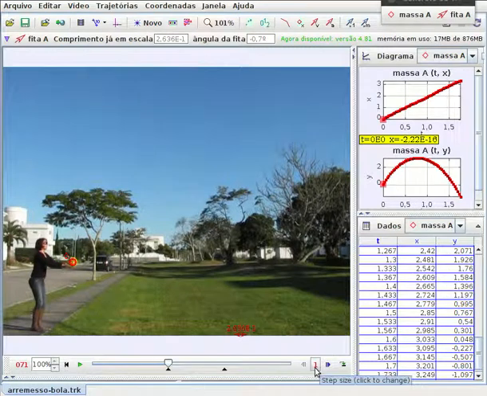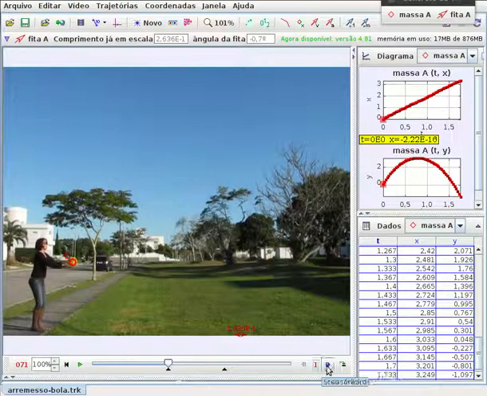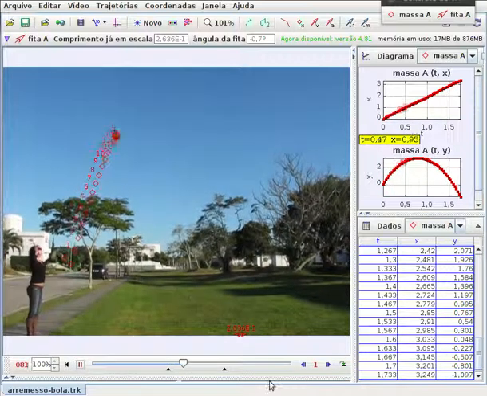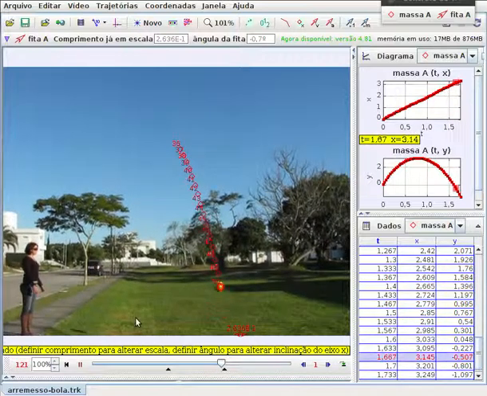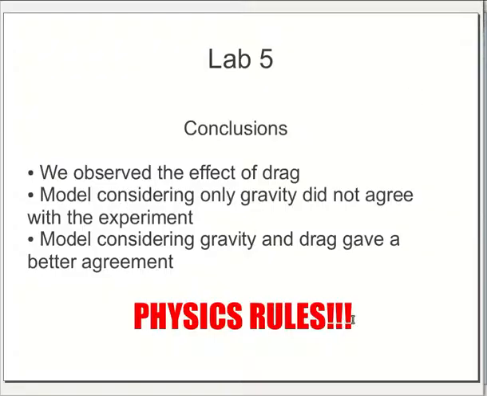But for me, the most important thing in this whole course was that from only these 2 frames, and knowing the mass of the ball and the rules of physics, we can predict the position of this ball with a small error, even considering all the problems in the experimental setup, such as the camera movement. Physics rules. Thank you.